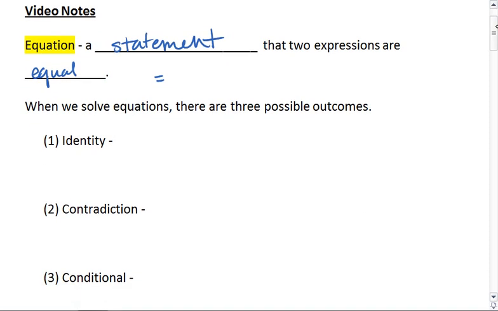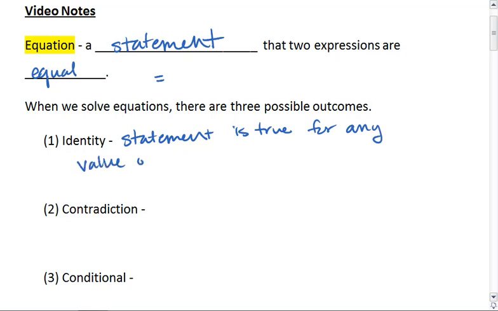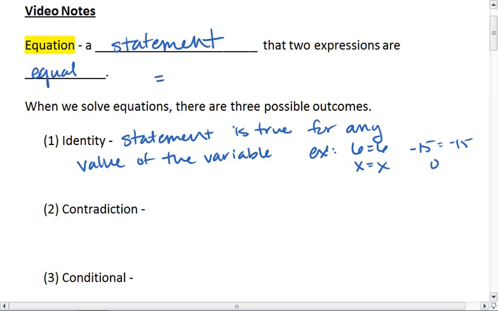We can either have an identity, which is when our statement is true for any value of the variable. Some examples we have are 6 equals 6 is a true statement, or x equals x, or negative 15 equals negative 15. These are all true statements. 0 equals 0. In which case, whatever x equals, the statement will still be true.